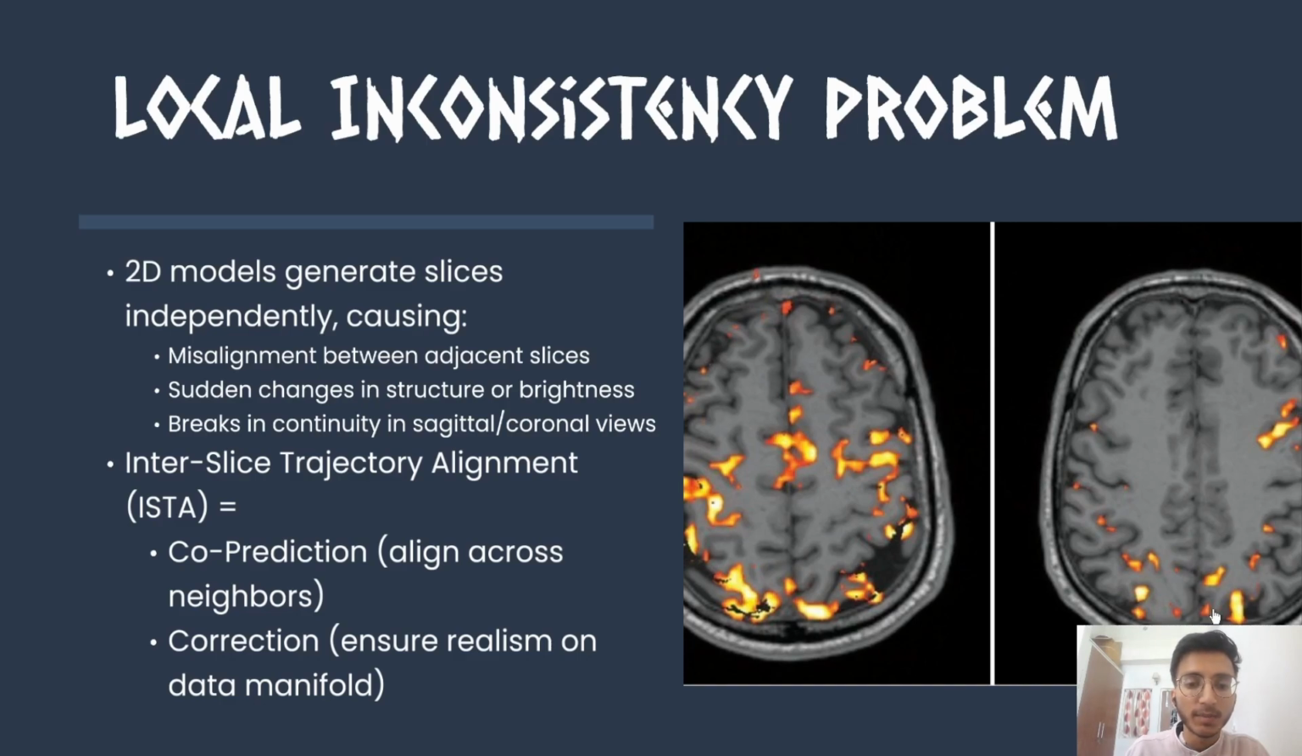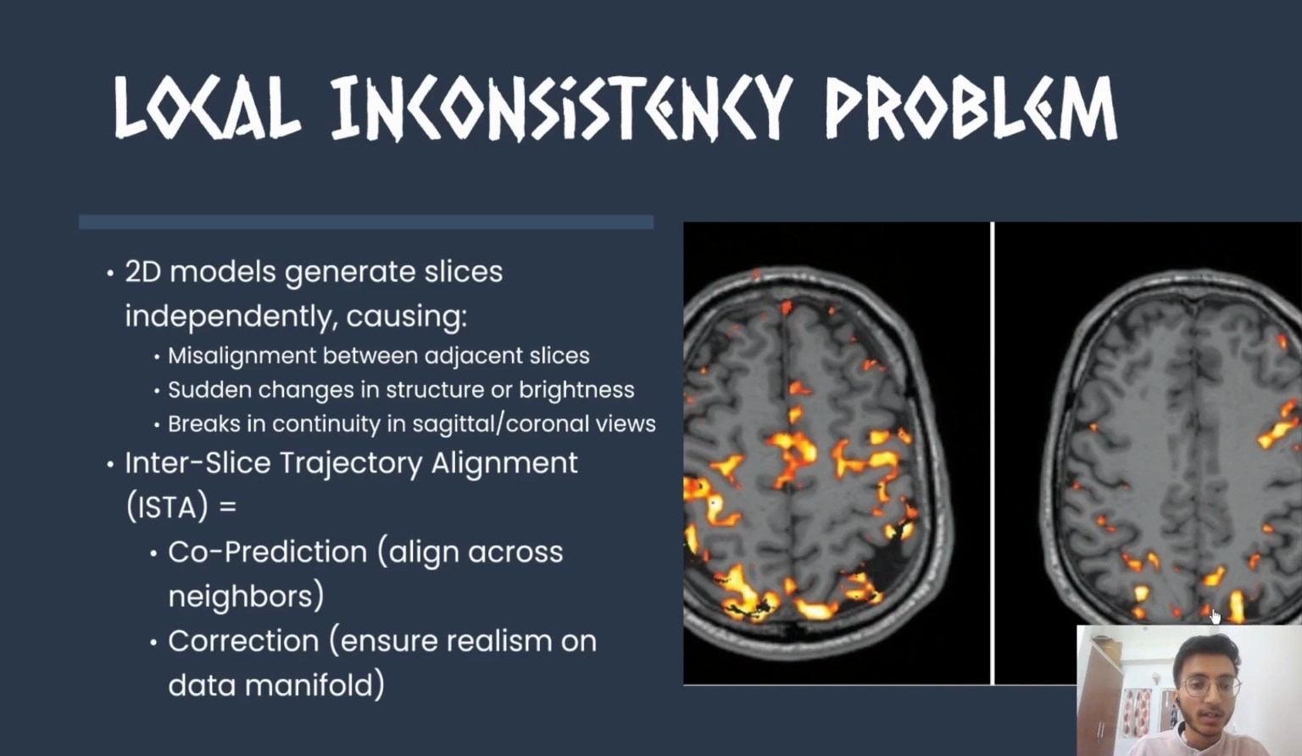While individual slices may look good in isolation, when we view the entire 3D volume, problems start to appear. Specifically, adjacent slices may not align structurally. This results in discontinuities in the sagittal or coronal views. Where smooth transitions are expected, you might see sudden jumps in anatomy, brightness, or structure, and in a clinical context, such inconsistencies can be misleading or even dangerous. So the core issue is local inconsistency between neighboring slices.